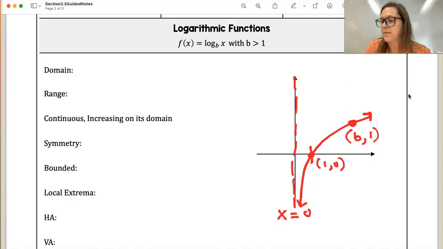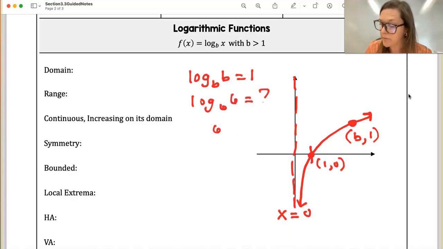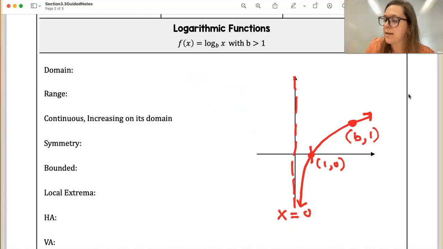Why? Well, remember, if I had log base b of b, isn't that equal to 1? So log base 6 of 6 is equal to what? Well, 6 to what power is 6? 1, right? So whatever that b is as your x is going to get you 1 as your output.